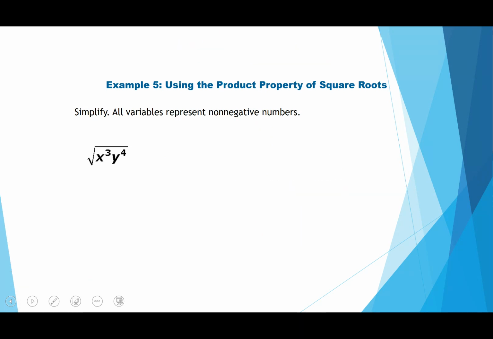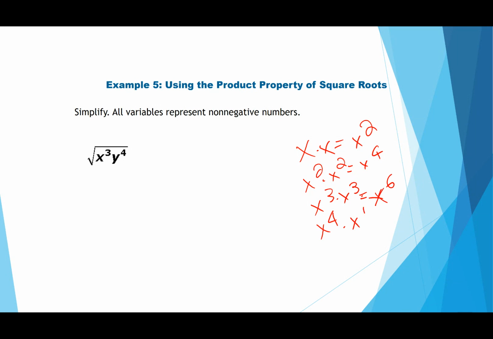So here's the thing about variables like this with exponents. If it has an even number exponent, it's a perfect square. To explain why, x times x is x squared. X squared times itself is x to the fourth. X to the third times itself is x to the sixth. X to the fourth times itself is x to the eighth. And this pattern continues. X to the fifth times itself is x to the 10th. So it's a perfect square if it has an even number exponent.